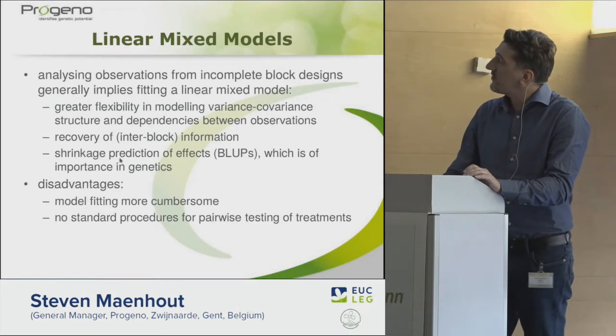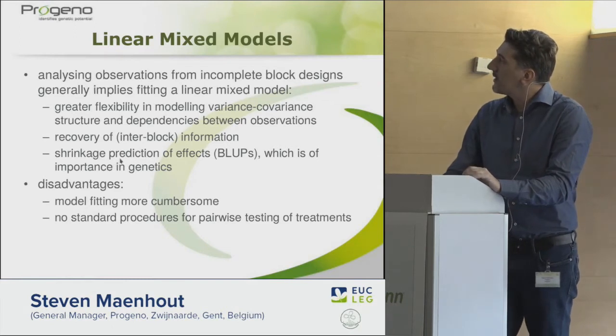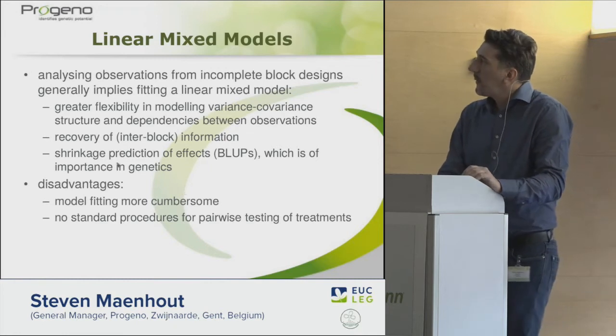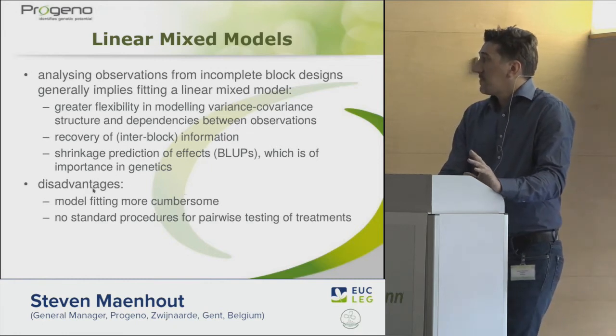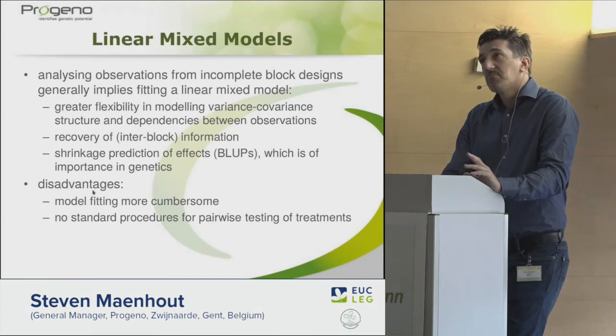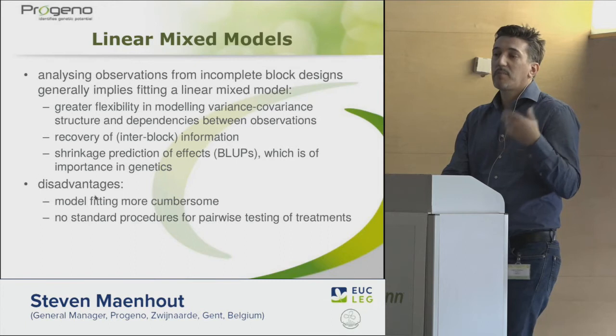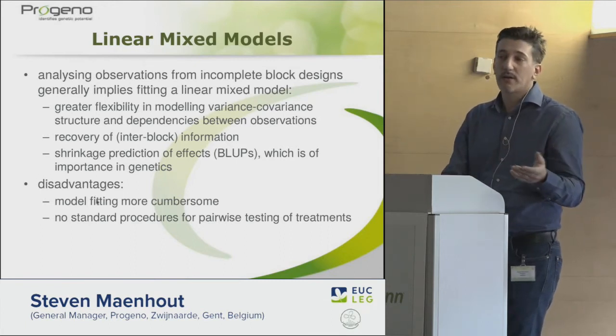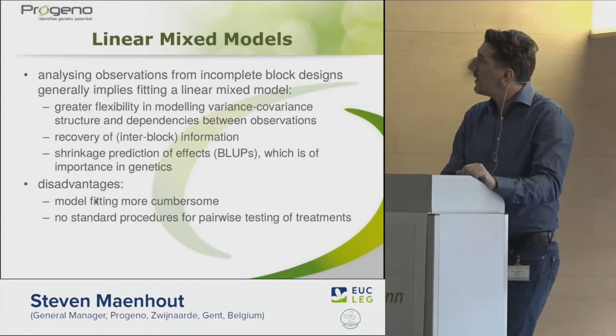Disadvantages: shrinkage. I'll talk about that later on. But that's quite important. In my point of view, the shrinkage of predictors is a quite important property for use in genetics or breeding, but I'll come back to that. Disadvantages: model fitting is more cumbersome. Cumbersome is maybe the bad word, but it takes some getting used to. It's again a kind of a profession. It's the work of a statistician.